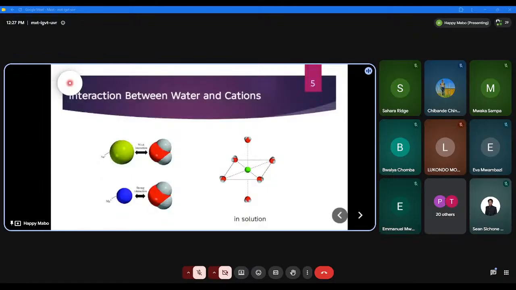We now want to try and explain why some substances dissolve more or better in water than others. In this slide, we have two particles, both of which are cations, that is the sodium ion and the magnesium ion.